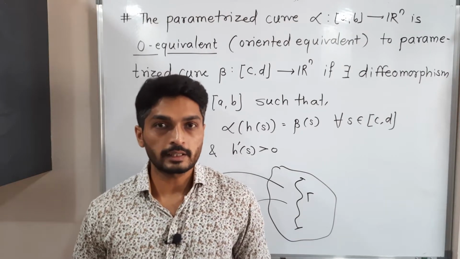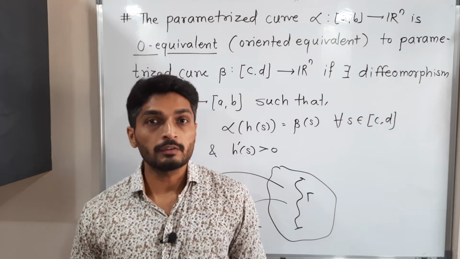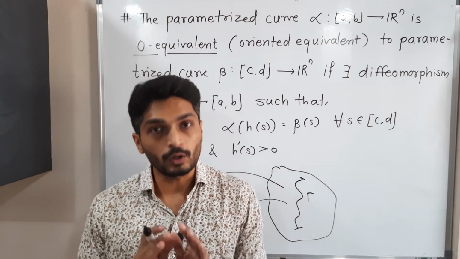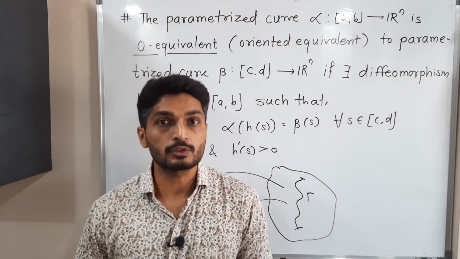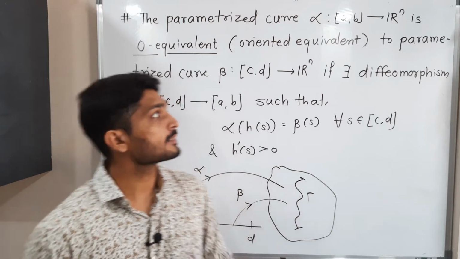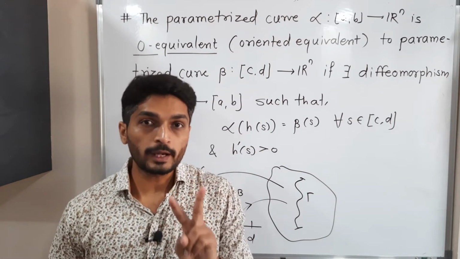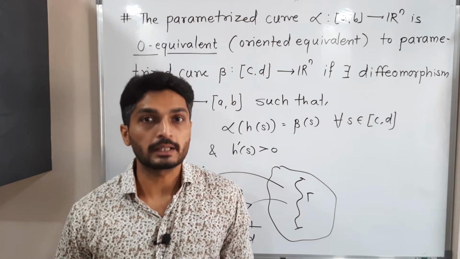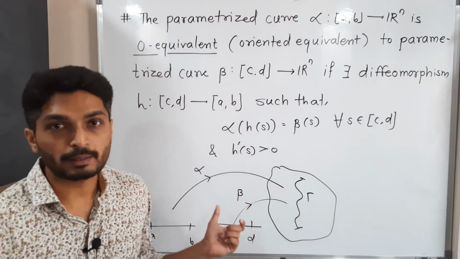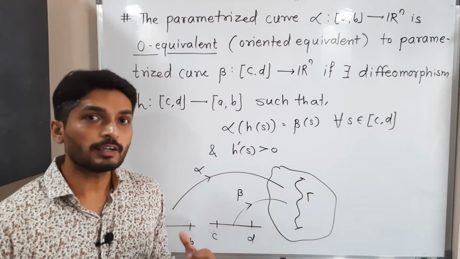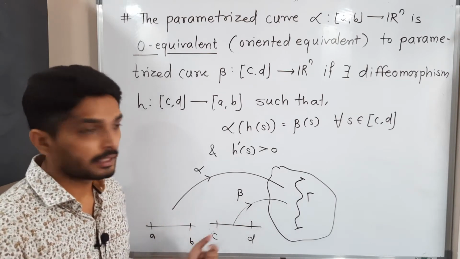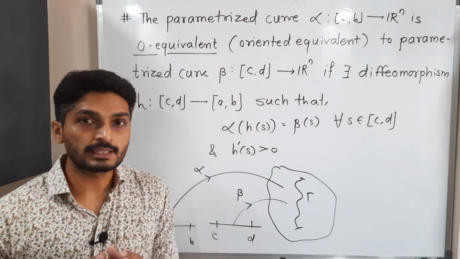Let us discuss the second definition. Equivalent parameterized curves we have already seen. So the next concept is O-equivalent, or its long form is oriented equivalent. Suppose we have two parameterized curves alpha and beta, as you can see in this diagram. Alpha is defined on the closed interval [a, b] and beta is defined on the closed interval [c, d].